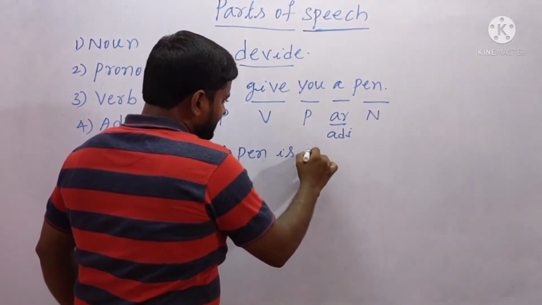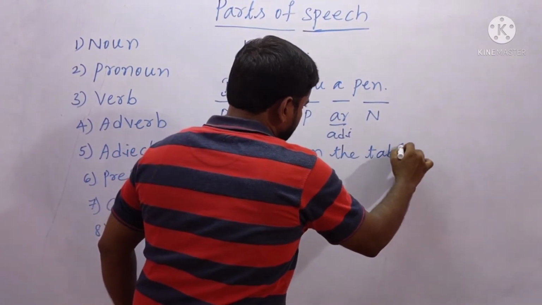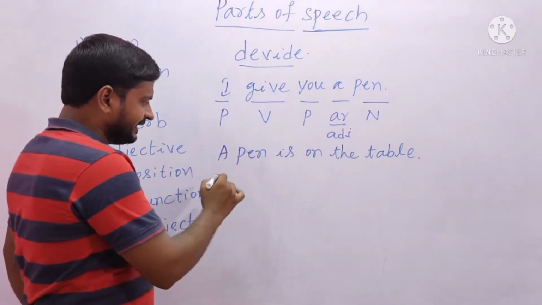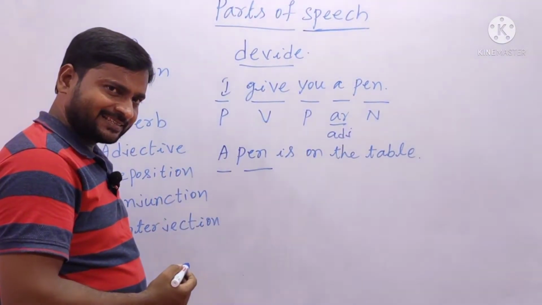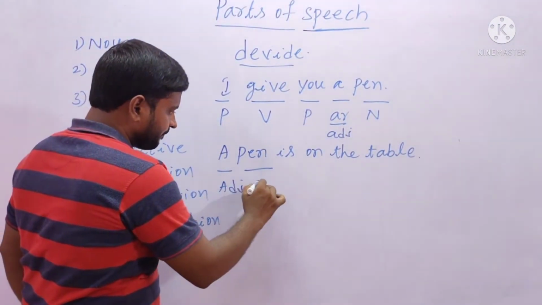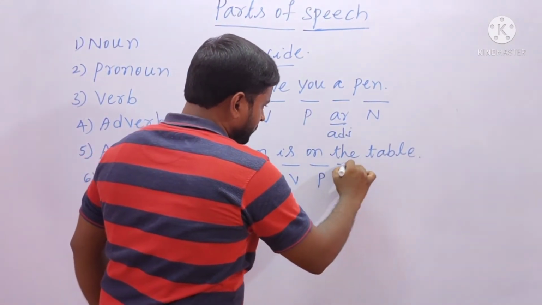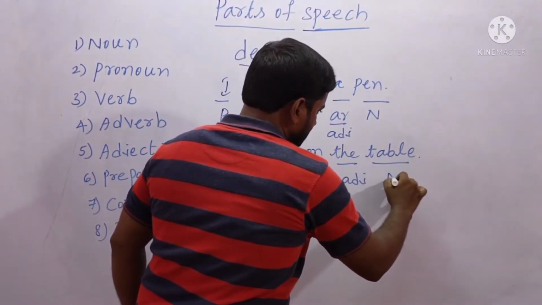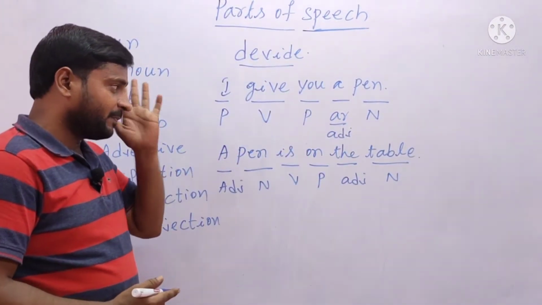A pen is on the table. You see that here, a pen is on the table. Adjective, noun, verb, preposition, adjective and noun. As you see the example, a pen is on the table.